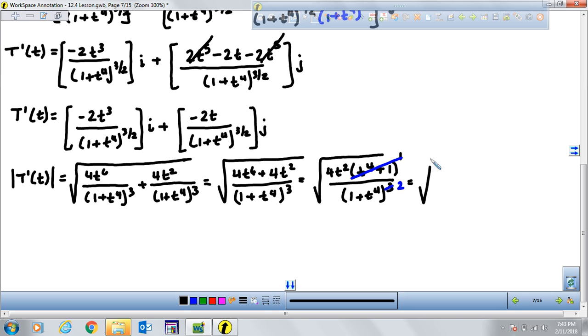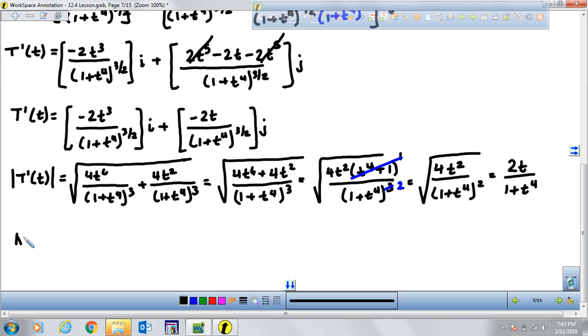So that equals the square root of 4t squared over 1 plus t to the fourth to the second power. Now we can get the square root. The square root of 4t squared would be 2t, and the square root of 1 plus t to the fourth to the second, the square root of that would just eliminate the second power, leaves me with 1 plus t to the fourth. So that's the derivative of the unit tangent vector.